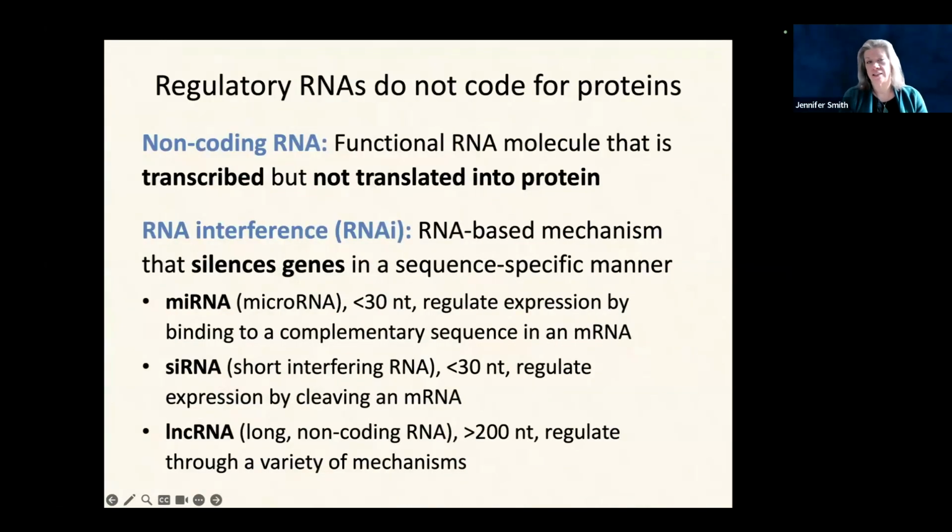Okay, regulatory RNAs, these do not code for proteins. So again, this is a functional RNA molecule that's transcribed, but not translated into protein. We used to think that RNA was only for making messenger RNA, but now we know there are all kinds of other RNAs in the cells that do all kinds of different jobs. So there's that microRNA I talked about. There are also two other kinds of RNA that silence genes in a sequence-specific manner. One actually just cuts them, and another one regulates through a variety of other mechanisms. So they're doing a lot of different things. And this is another kind of epigenetics.